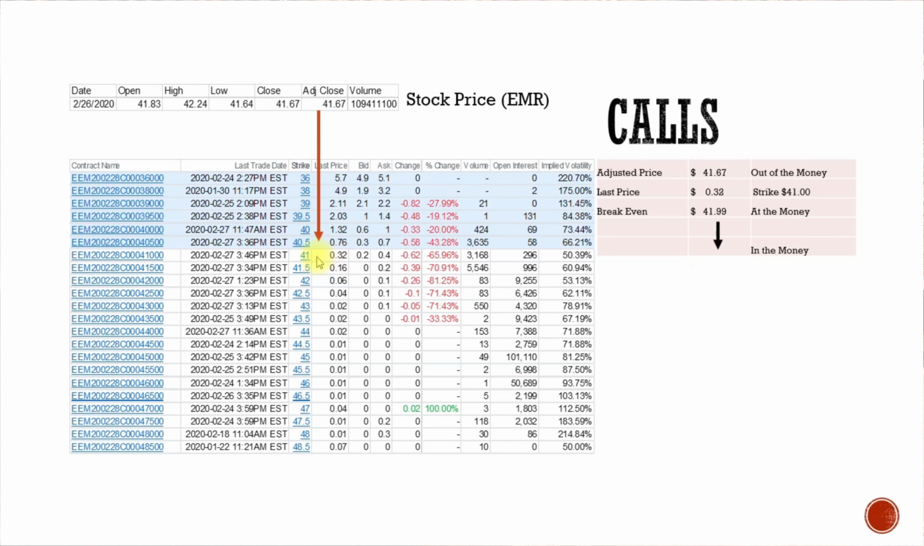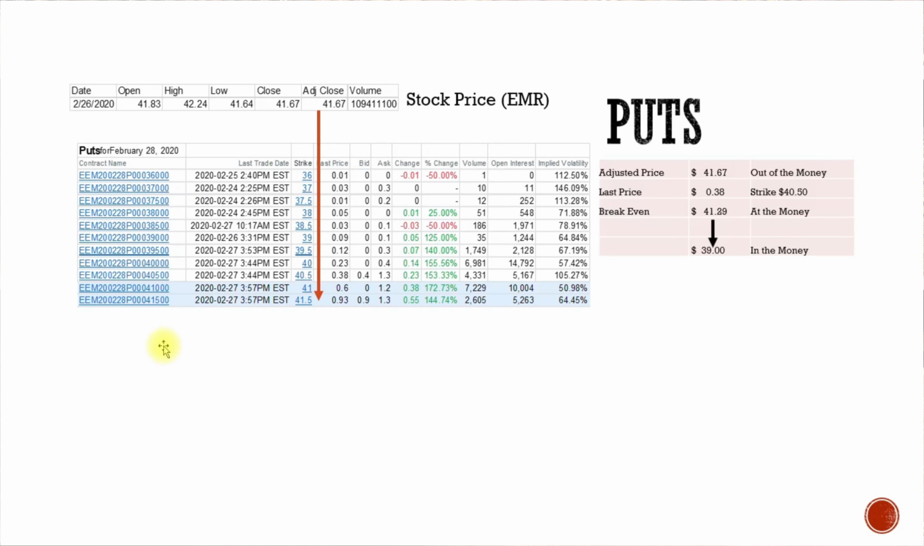So there you can see the prices. They're typically more expensive once you are in the money, and then they decrease. Now let's take a look at puts.